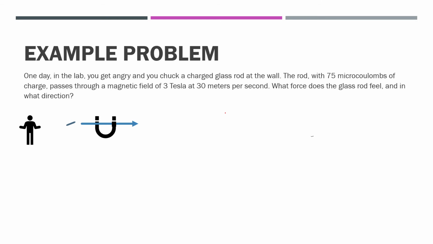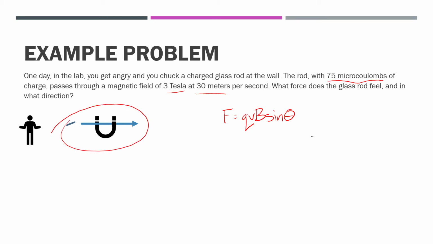So we're just going to write down our equation. Force is equal to QVB sine theta. And we have our information. We have 75 microcoulombs, we have 3 Tesla, and 30 meters a second. And then theta, we're going to assume it's 90 degrees from the diagram.